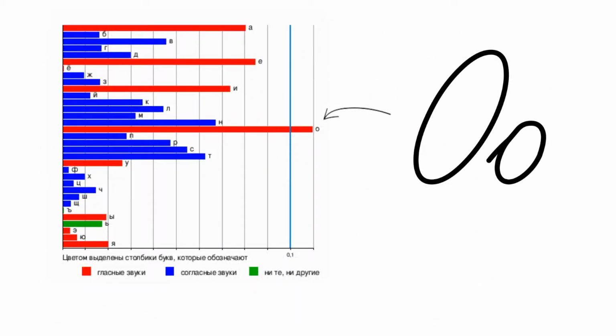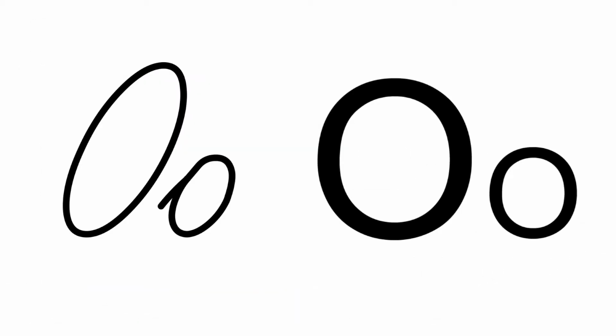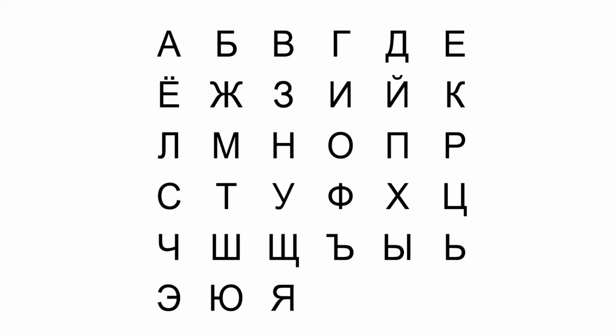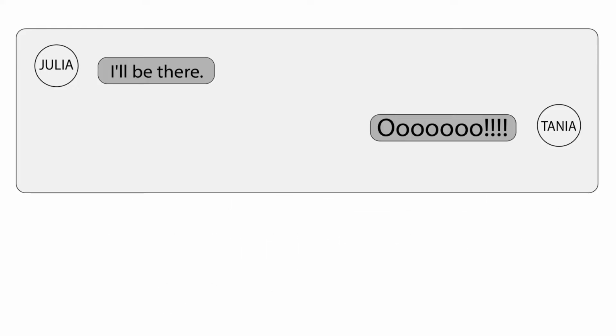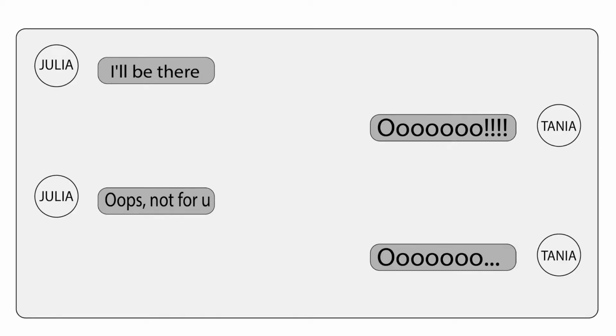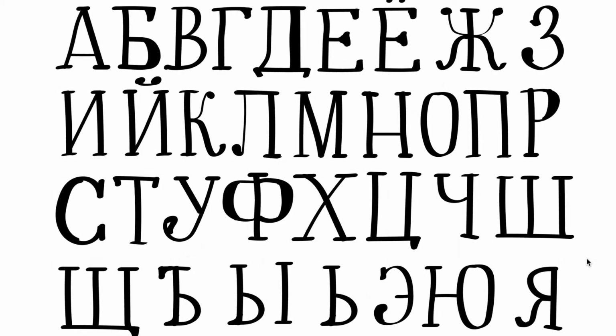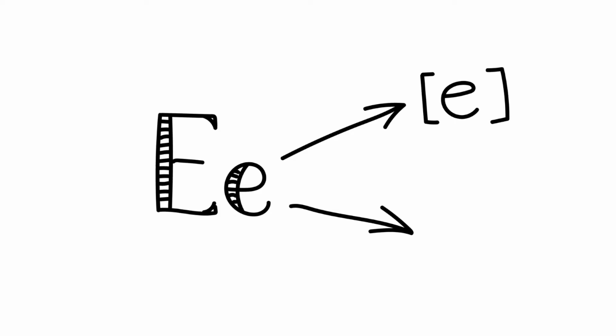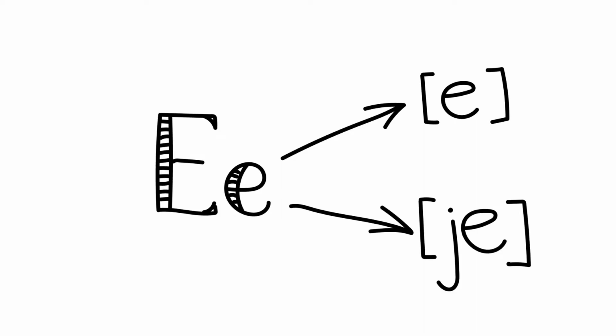If you haven't seen the first video about the letter O, you should do it. But if you'd like to watch something just for fun, you can continue with this one. We're going to work with the letter Ы. This letter has two sounds: И after a consonant and Ы after vowels.